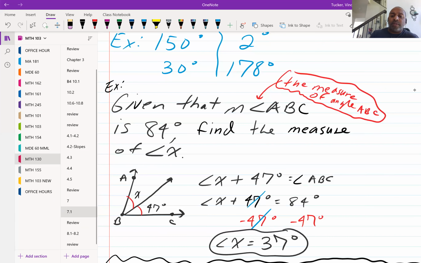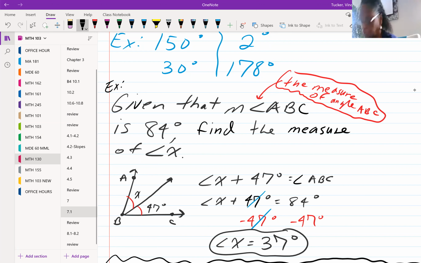I'll set up the equation just to make sure we're okay with how that would look. But basically, you know that the whole angle is 84 degrees. Part of it is 47 degrees. So subtract 47 from that in order to get X, the other part that's missing. So that's how I got 37.